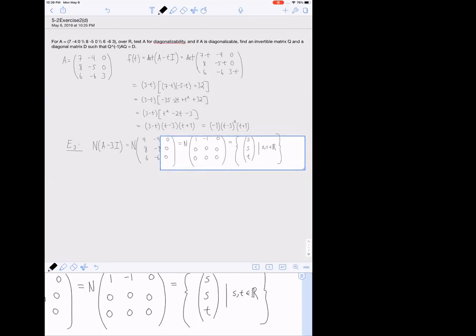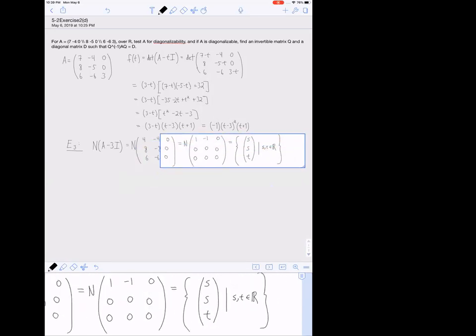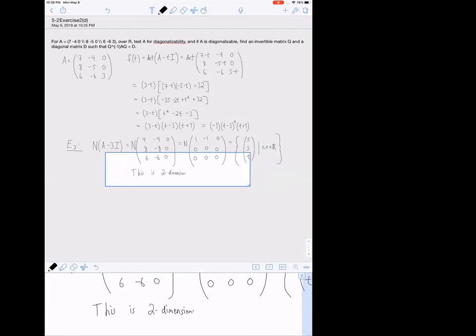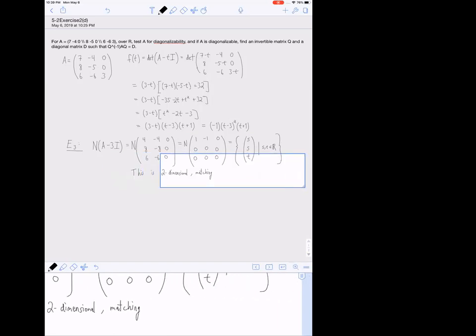So the entire null space is the set of all vectors of the form (s, s, t), where s and t can be any real numbers. Well, let's observe quickly that this has got to be a two-dimensional space, since there are 2 free parameters. So this is two-dimensional, matching the dimension, the multiplicity of 3 in the characteristic polynomial f of t.